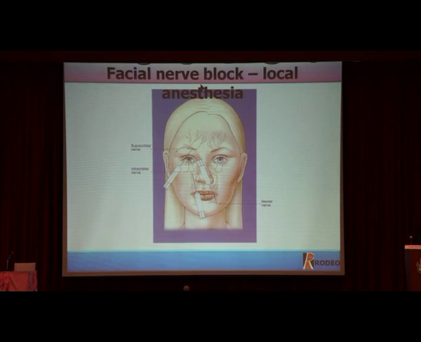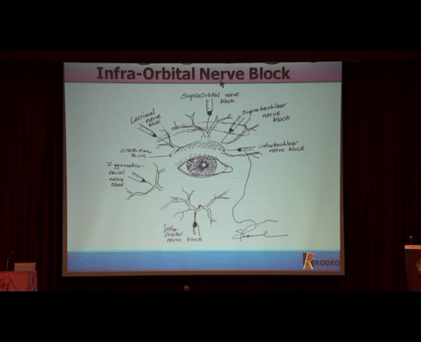And facial nerve block. Facial nerve block is a 3-finger method. You raise your right hand. Raise your right hand. Yes. 3 fingers. First, the supra-orbital nerve. Second, the infra-orbital nerve. Third, the mental nerve. This is a key point nerve block, because it's a key point nerve block.